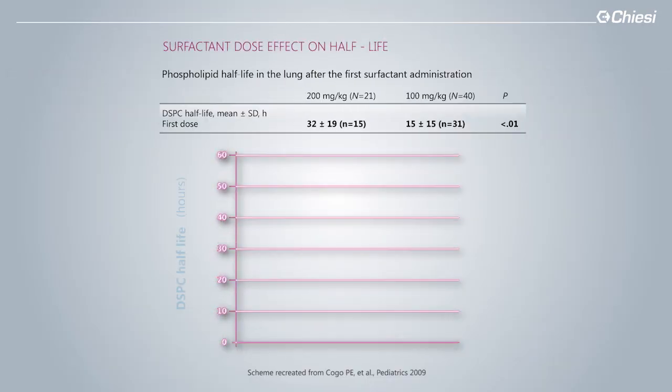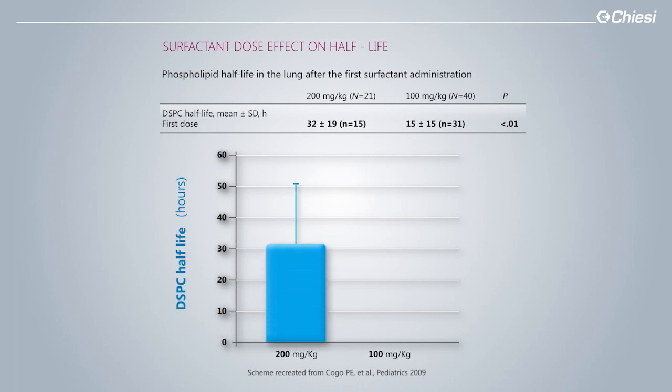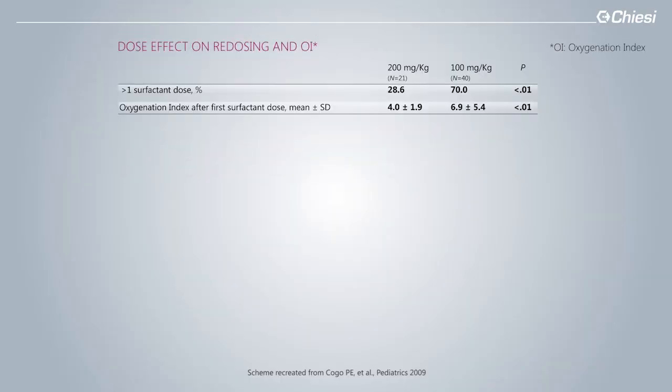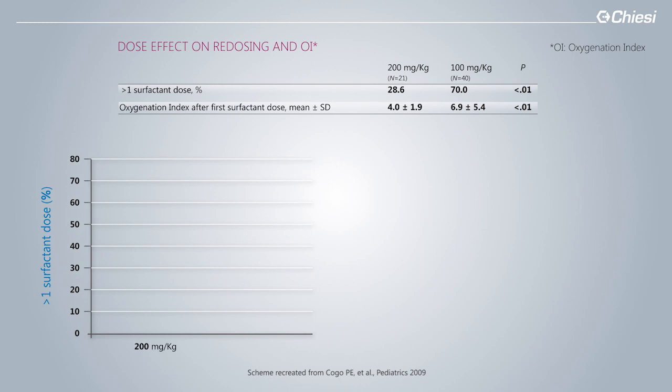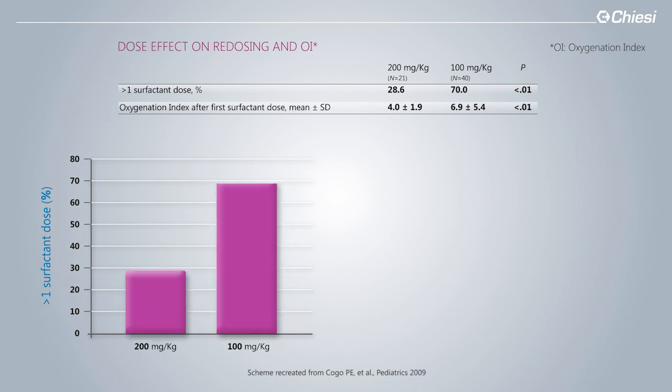That's a very nice study from Virgilio Scagnelli's group comparing babies getting 200 milligrams per kilogram of surfactant with babies getting 100. On the other hand, there are other data, even more interesting, demonstrating that babies getting only 100 milligrams per kilo are at a double risk of needing a second dose later on. It's around 70% versus 30%.